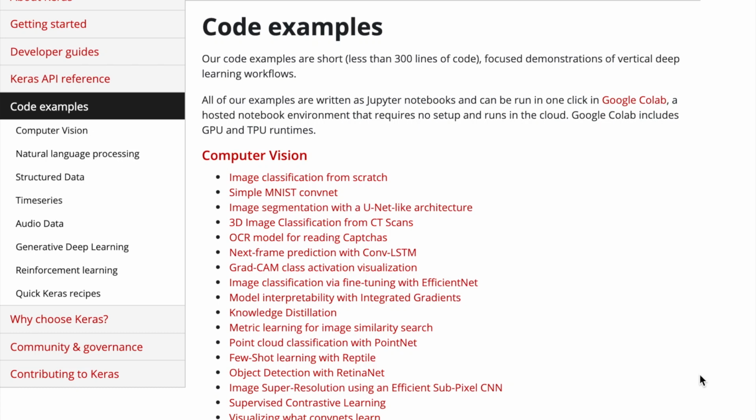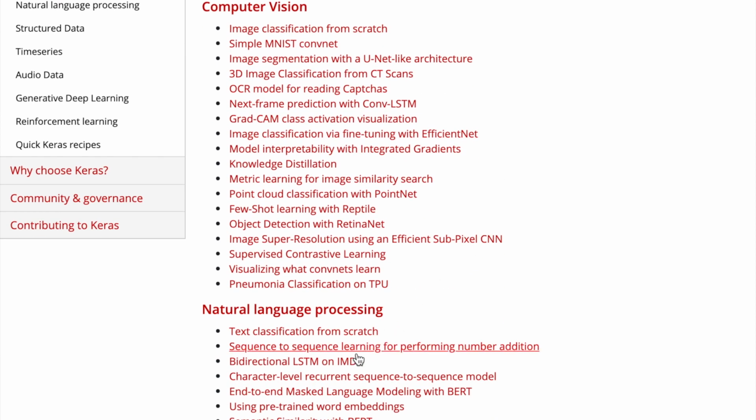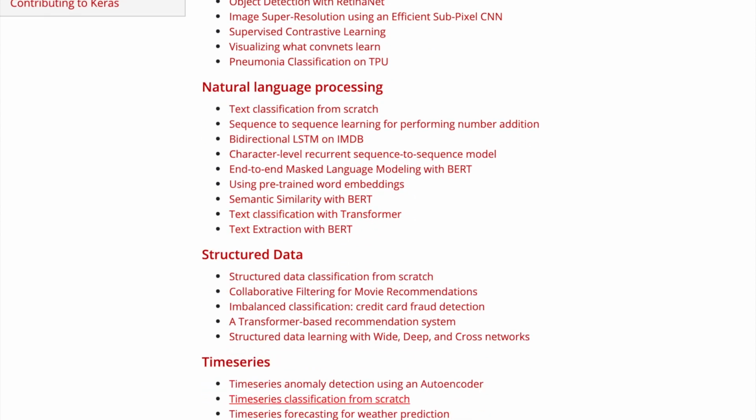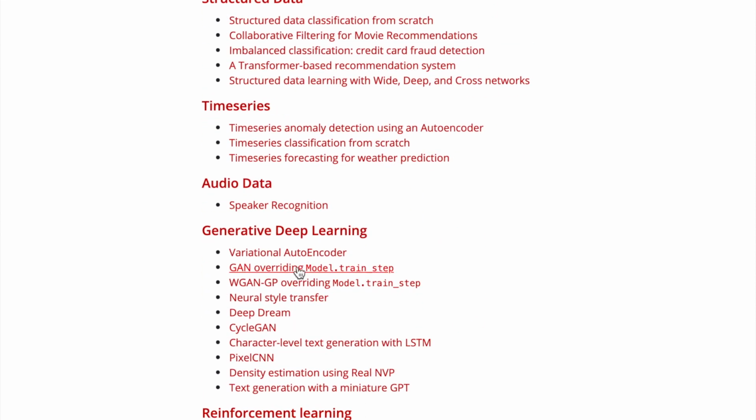Welcome to the Henry AI Labs walkthrough of Keras Code Examples. Keras has provided 56 code examples implementing popular ideas in deep learning. This ranges from the basics such as simple MNIST and IMDb text classification, all the way to cutting-edge research ideas such as knowledge distillation, supervised contrastive learning, and transformers. We'll also explore fun generative examples like variational autoencoders and CycleGAN.